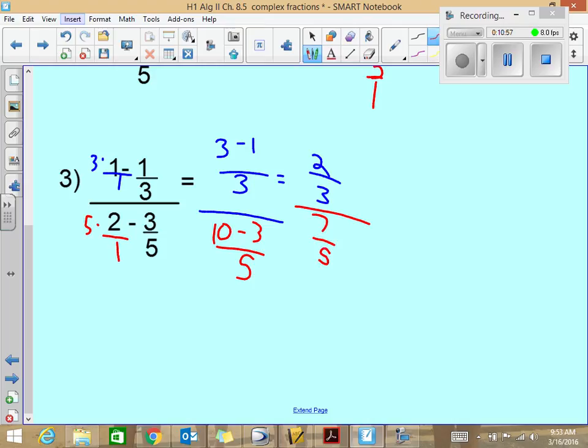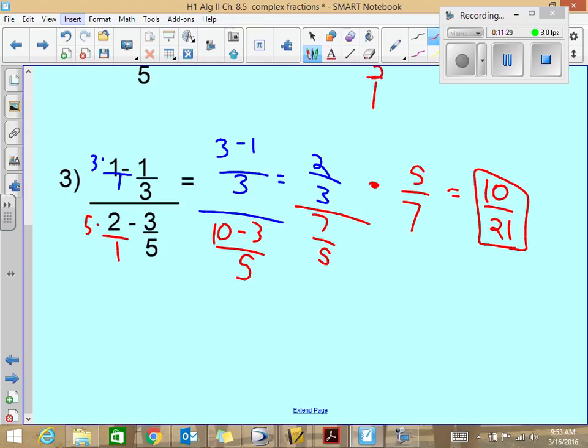And then I can keep, change, flip, and multiply. I can't really reduce 2/3 and 5/7 right now, so I multiply, I get 10 over 21. You always multiply. The goal on all of this, even what we're going to do next, is to get a fraction over a fraction, and then multiply by the reciprocal.